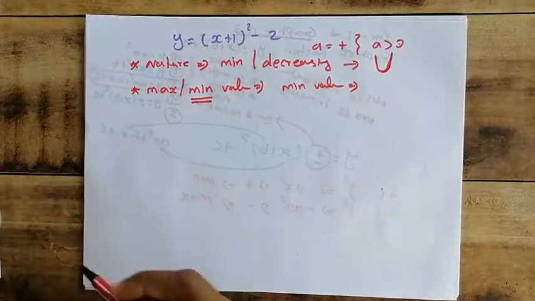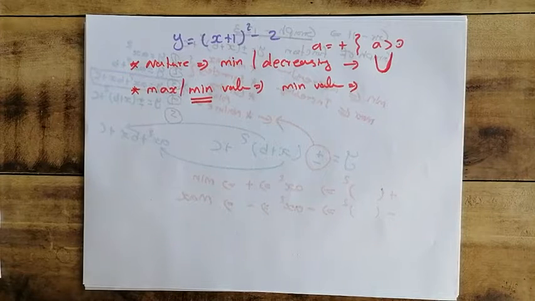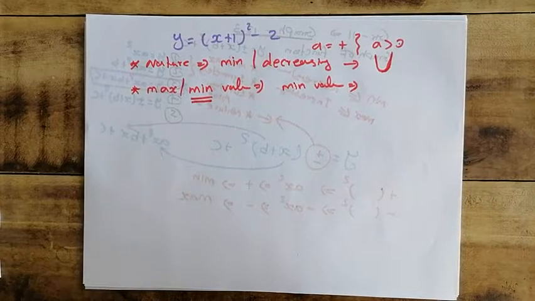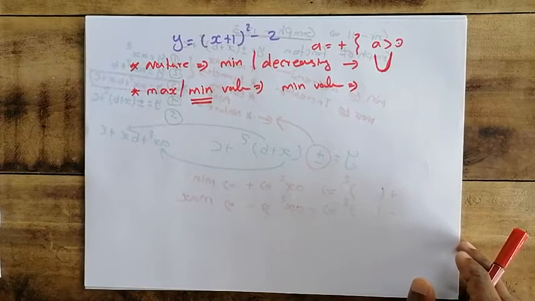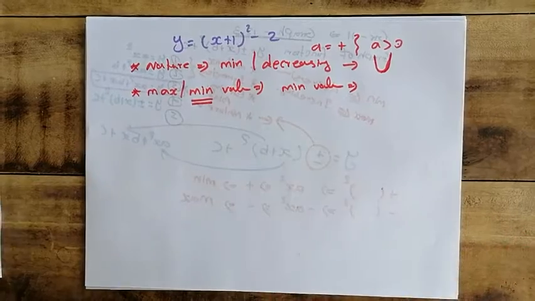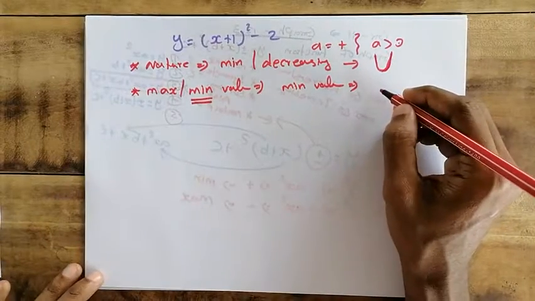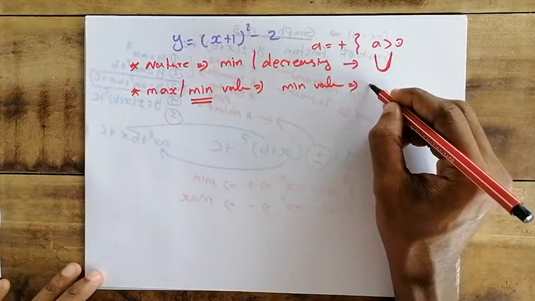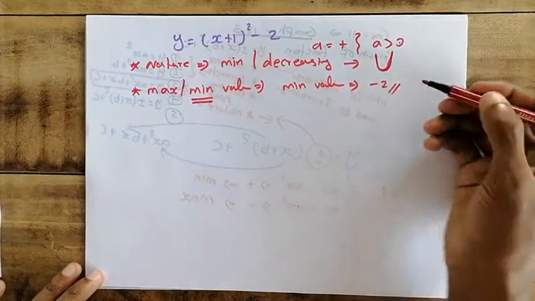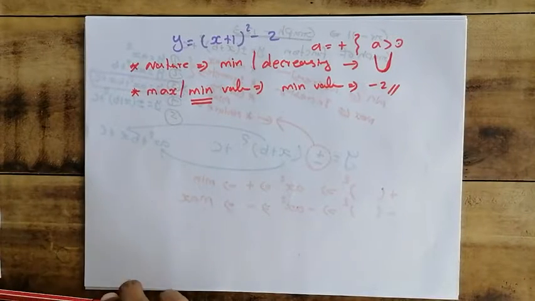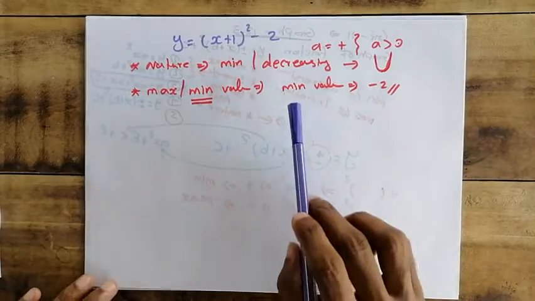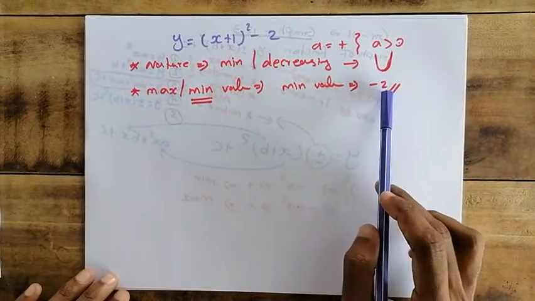Okay, the graph is drawn. Check with the graph. So what is the minimum value of this graph? Go and check with the graph for the minimum value. The minimum value is the turning point's y value. So it's minus 2. Is that correct? It's minus 2. Okay, now come to the equation. The minimum value is minus 2.